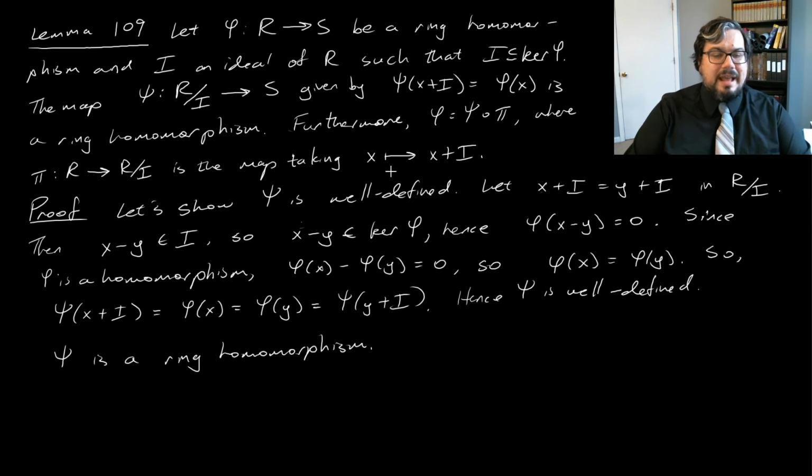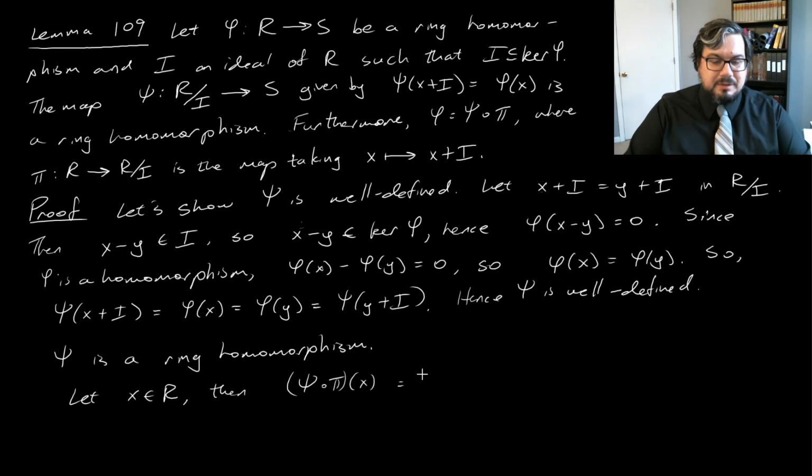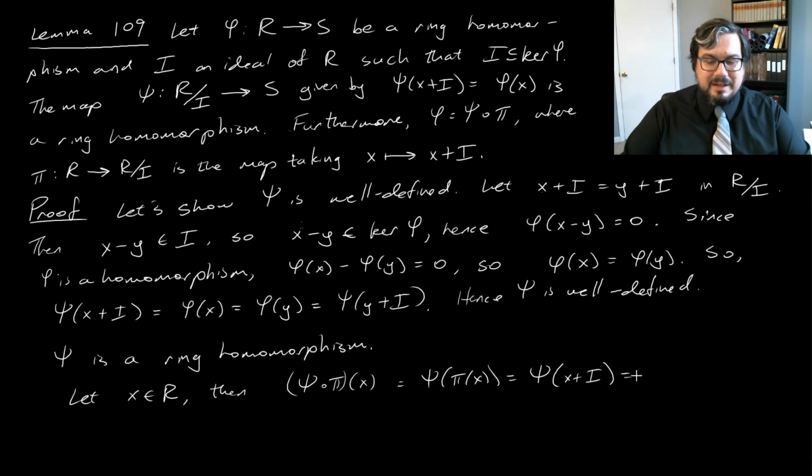And so let's just handle the last bit here. We want to show that phi is equal to psi composed with pi, where pi is this function that goes from R to R mod I. So let's let x be an element of R, then psi composed with pi of x is equal to psi of pi of x. Pi of x, by definition, is x plus I, and then psi of x plus I is given as phi of x.